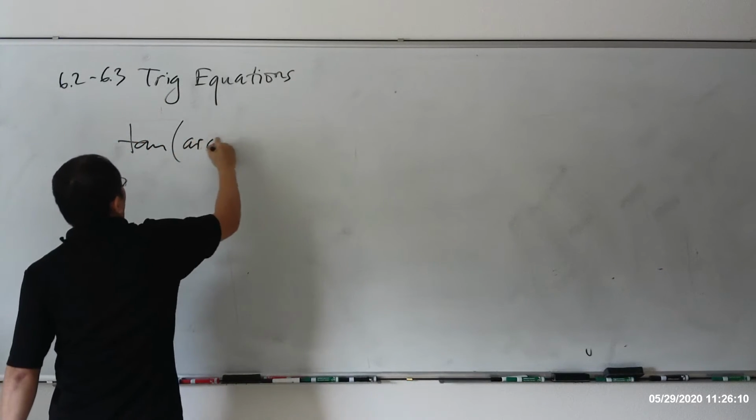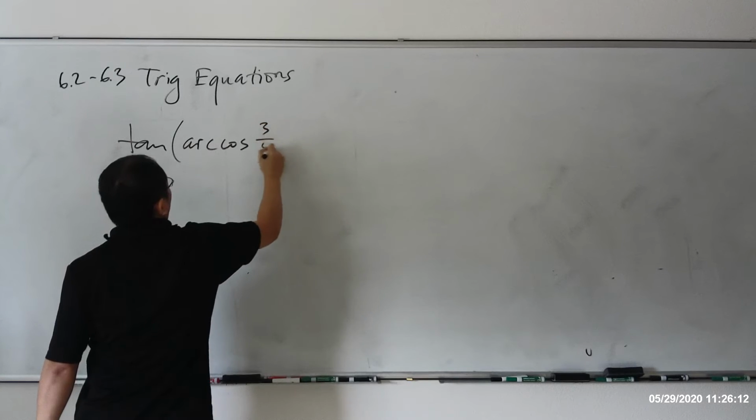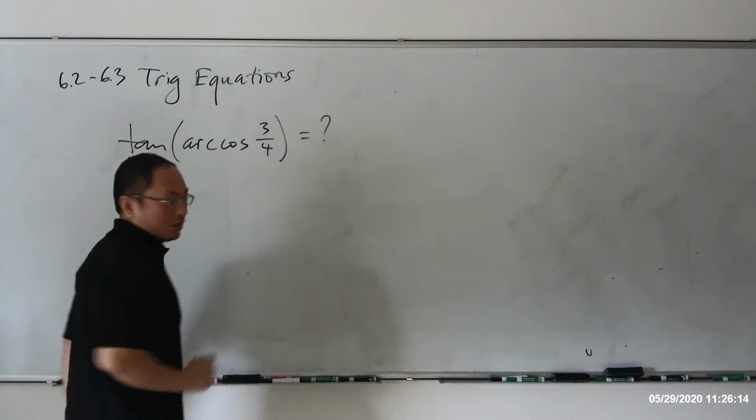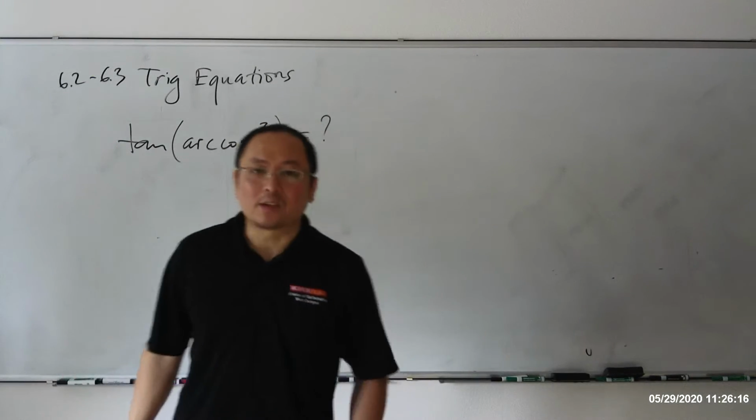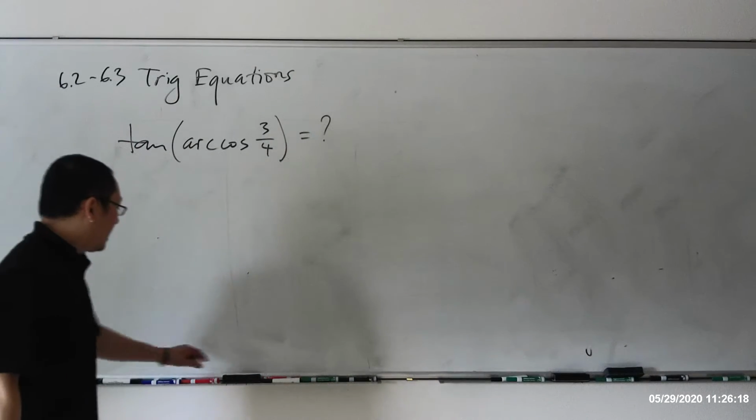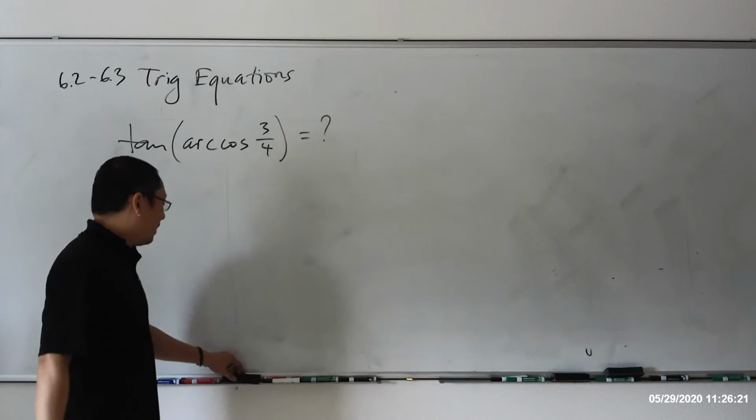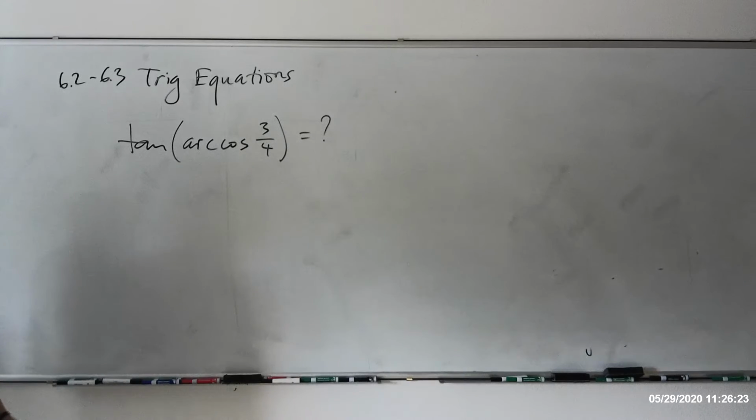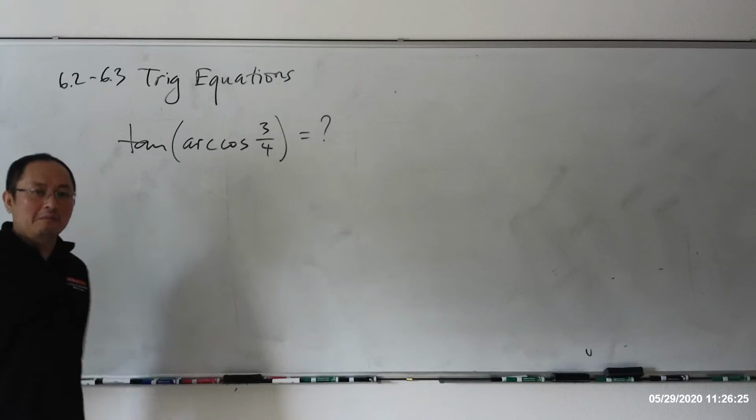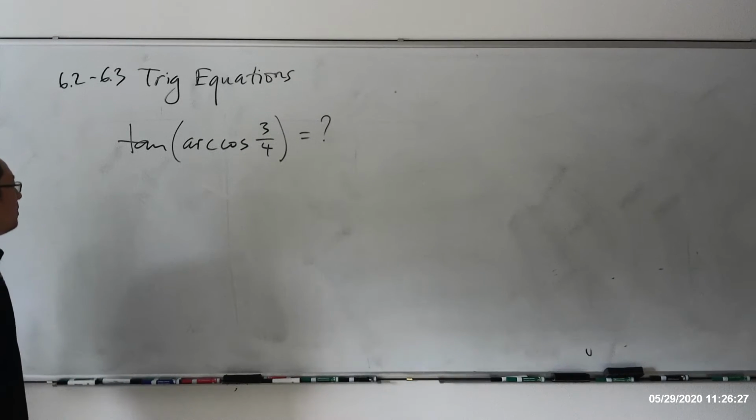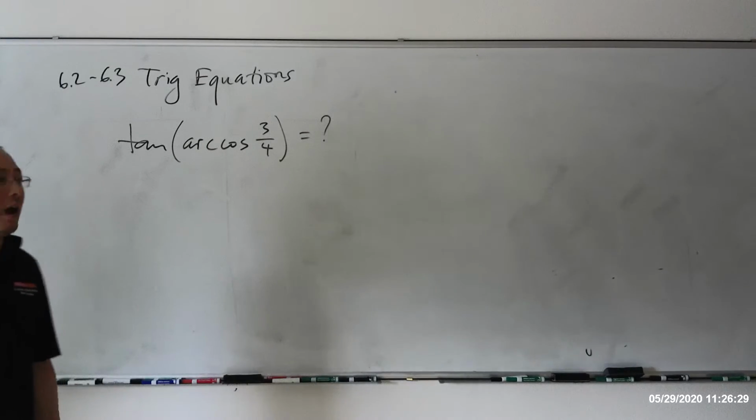Tangent of cosine inverse of 3 over 4. You ask me, what is it equal to? Okay, so let me show you a very good technique that helps you to figure it out. Whenever you use the inverse function, the main step you try to do is bring it back to our normal function.